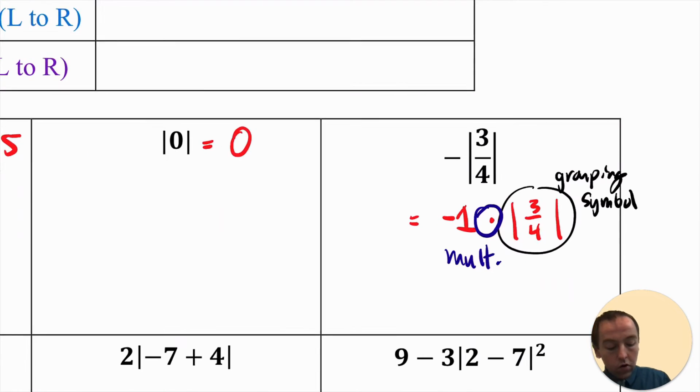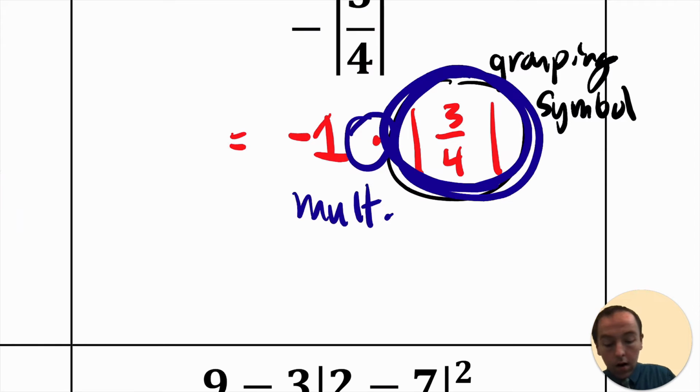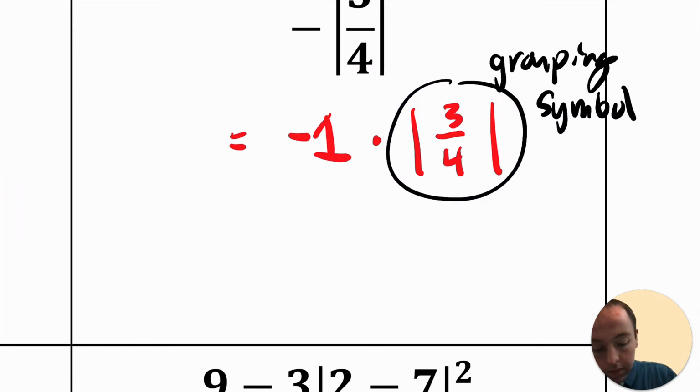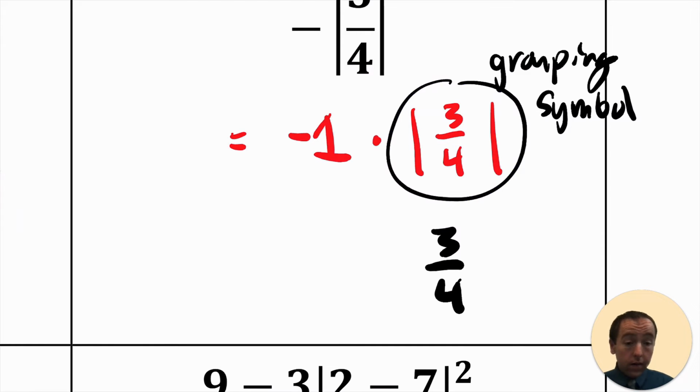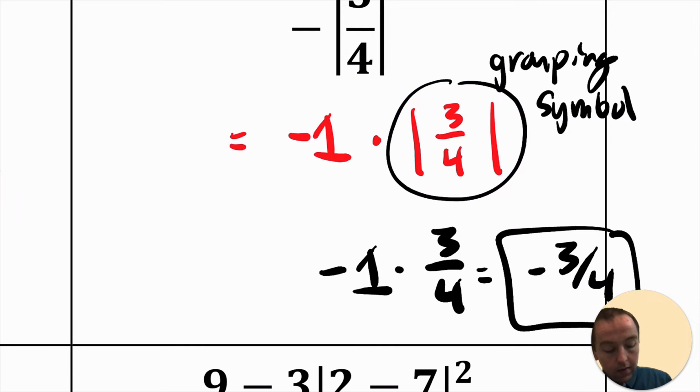So if we do the grouping symbol part first, we have to find the absolute value of 3/4. Focusing on what I circled in black, the absolute value of 3/4 is 3/4. So I'm going to change it to 3/4. It no longer has the absolute value, but then we have that negative that was in front of it, which means taking negative 1 times that. And so what we'll come up with as a final answer is negative 3/4.